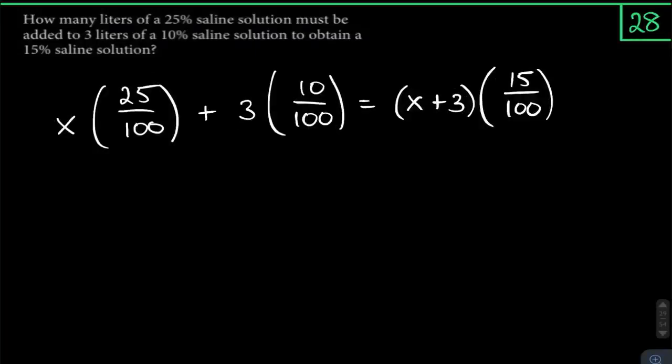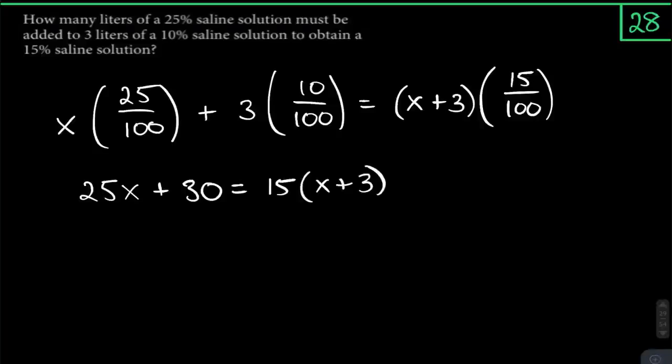Okay? So now what we do, we have 100 in the denominator everywhere here, so really that can just go away, right? This X can be put up in the numerator here, and so could the 3. You could just put that up in the numerator. It really doesn't matter. So you could think about it as multiplying by 100 on both sides, right? We could write this as 25x plus 3 times 10, 30, equals the 15 times x plus 3. Right, we can just get rid of those over 100s because they're everywhere.